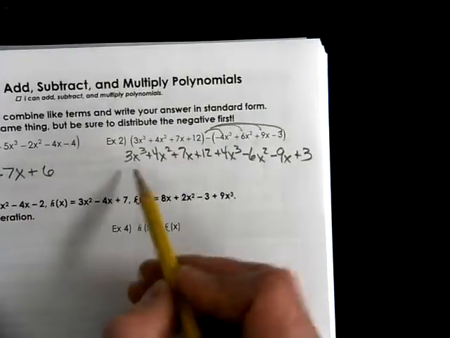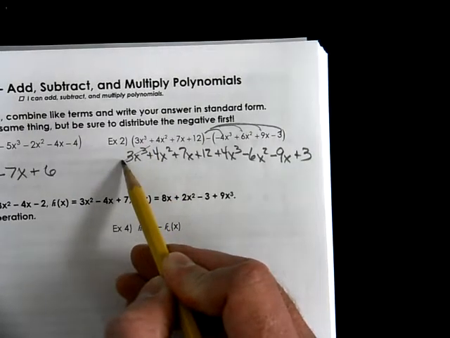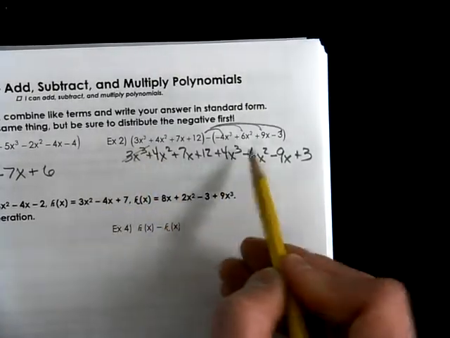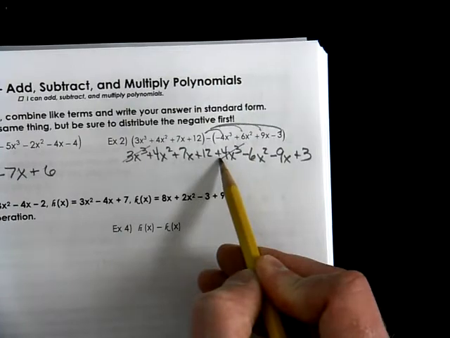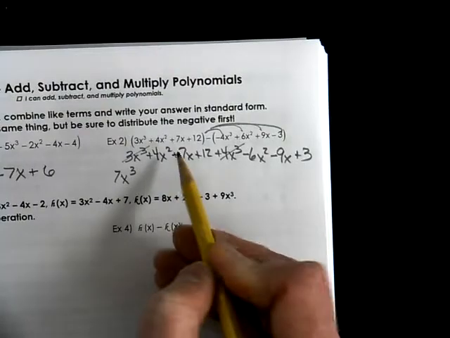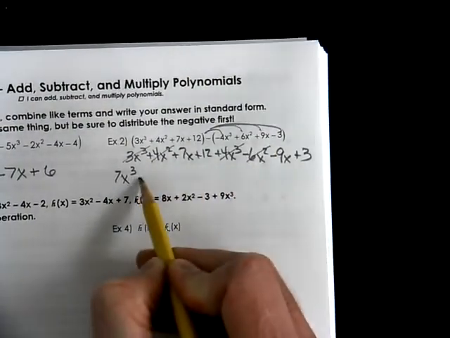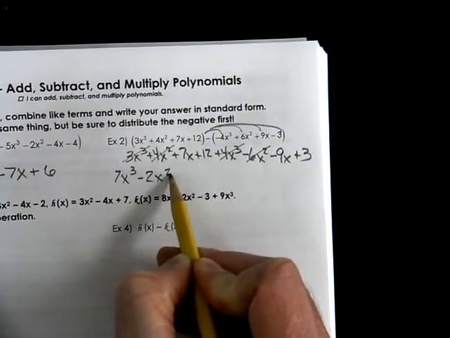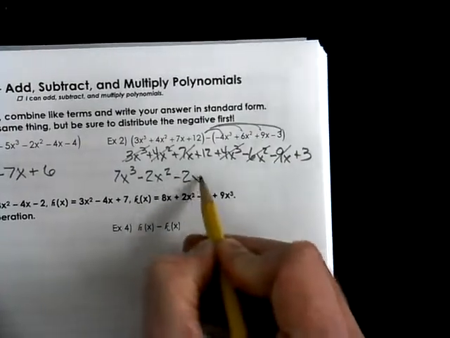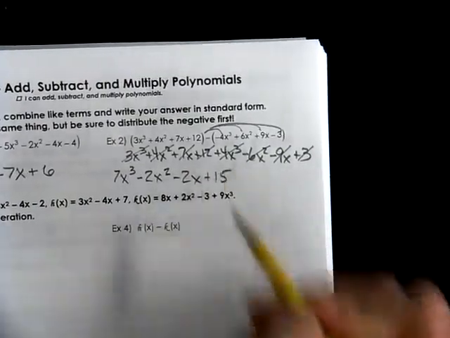So now we're going to combine like terms. I often like to put a line through the ones that I've already calculated. So 3x cubed and a positive 4x cubed gives me 7x cubed. 4x squared and a negative 6x squared gives me negative 2x squared. Positive 7, negative 9 gives me negative 2x. 12 and 3 give me 15.